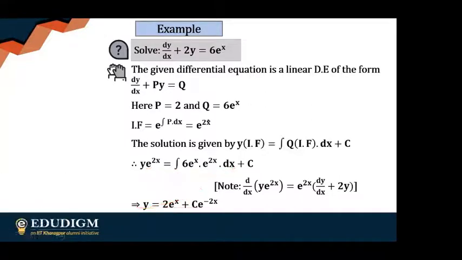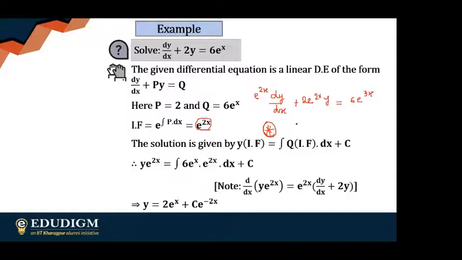Now, let's talk about this particular part. Why all of a sudden did I write it directly? So this is the integrating factor, right? The idea is to multiply this on both the sides. Fair enough, this is what I'm doing. I'm actually multiplying e to the power 2x on both the sides. So this is what I'm getting here. This is 6 into e to the power 3x. Very simple multiplication. Can I do that?